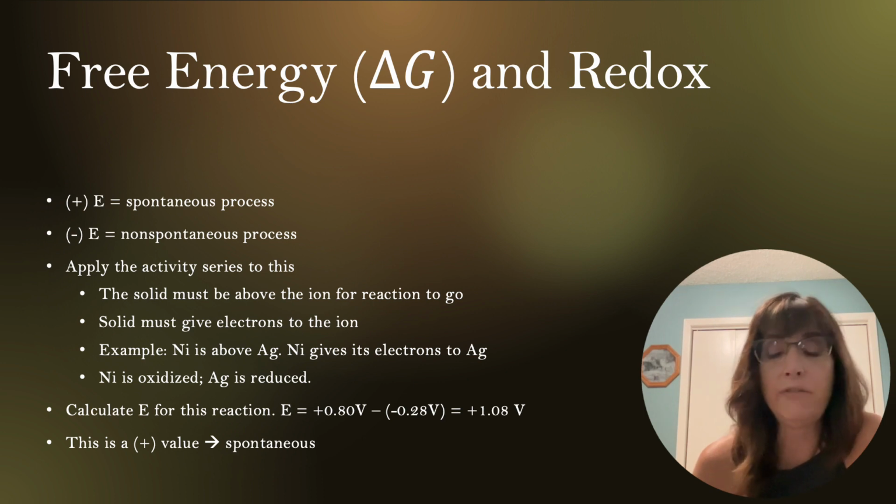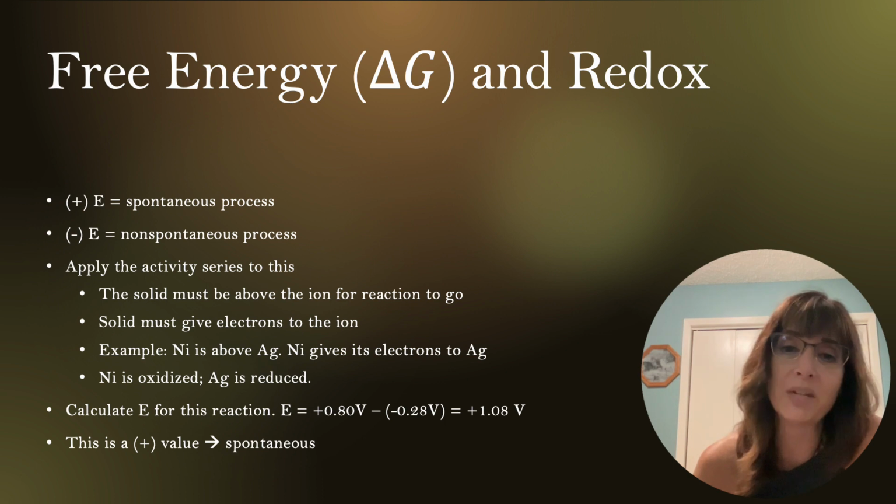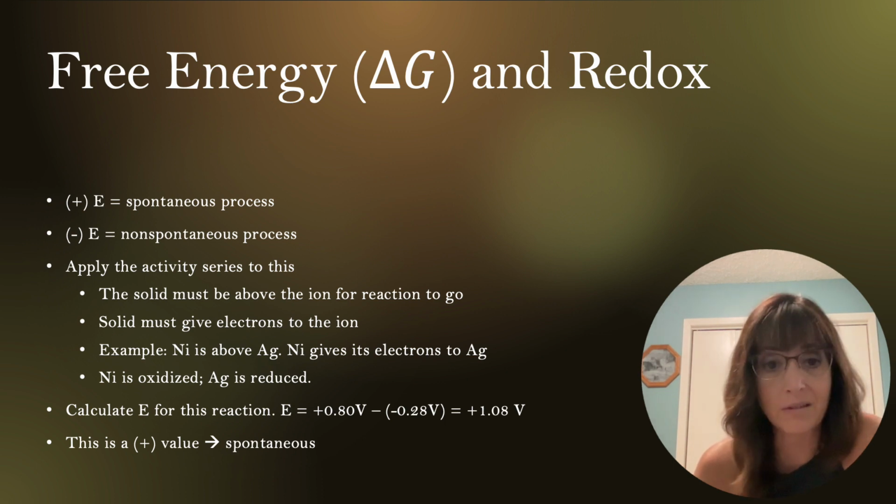To calculate E for this particular reaction, go ahead and look up the values, see if I'm correct. Because silver is reduced, it has a value of 0.80. It goes first. And then you subtract nickel's charge. Well, notice nickel's a negative. So the only thing tricky about this math is you're subtracting a negative number, which becomes positive. So you just add the two and you get plus 1.08 volts. Because this is a positive value, this is spontaneous, this reaction will go.